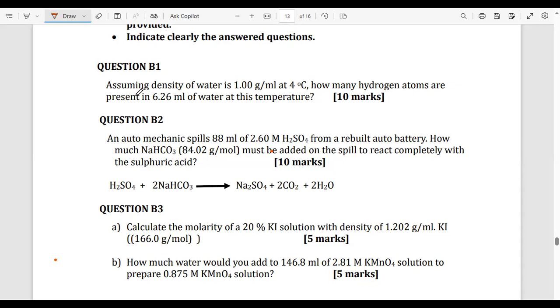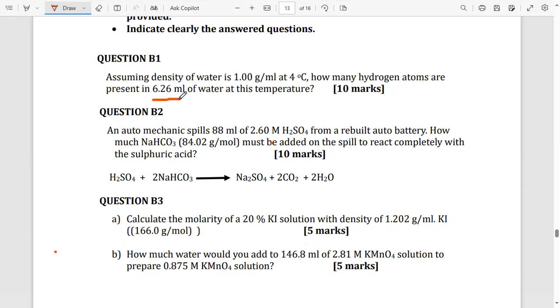So the first question here, they're saying, assuming water has a density of 1.00 grams per milliliter at 4 degrees Celsius, how many hydrogen atoms are present in 6.26 millimeters of water at this temperature? Okay, so our goal is to find the number of what? Hydrogen atoms. Okay, but where are we going to start?